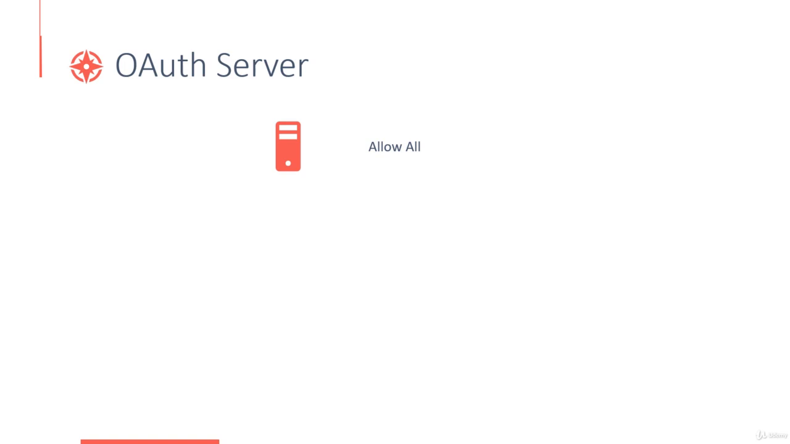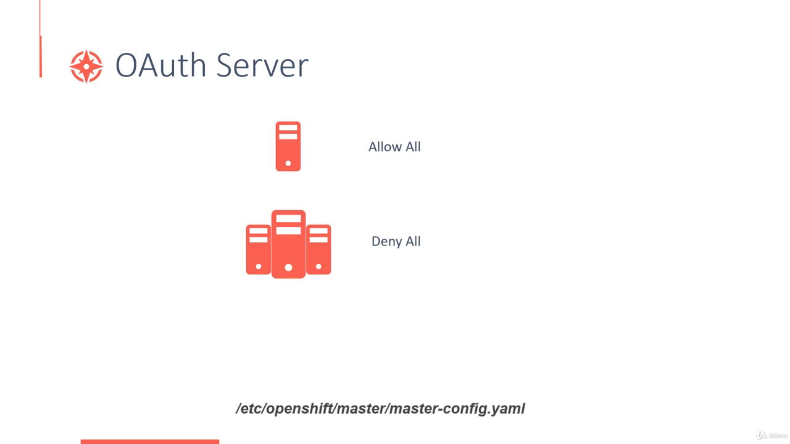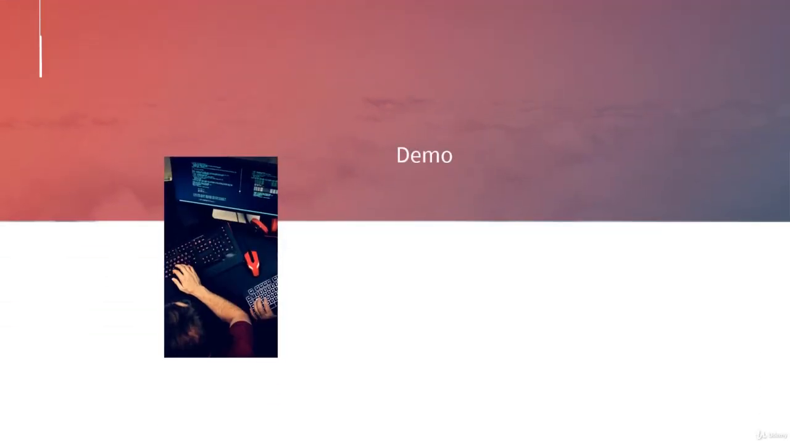In case of an advanced installation, the Deny All identity provider is used, and this denies access for all users. The administrator then needs to manually create and enable new users. This behavior can be changed by modifying the master configuration file located at /etc/origin/master/master-config.yaml. Let us head over to the demo and take a look at projects and users in action.